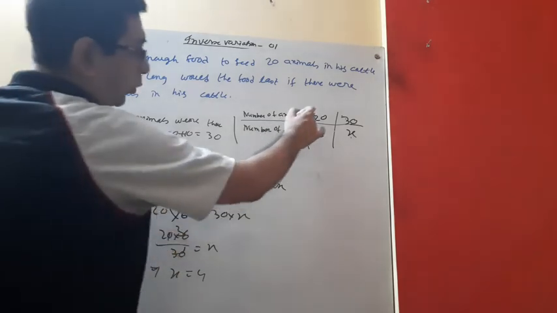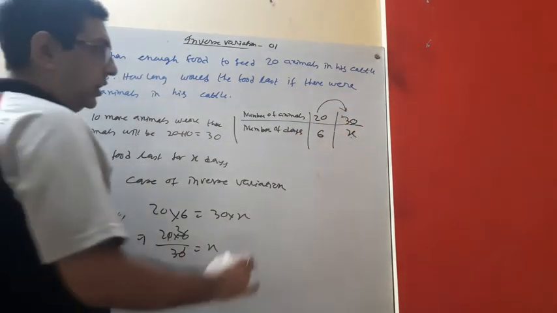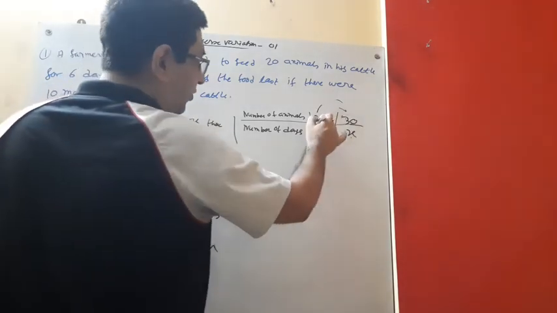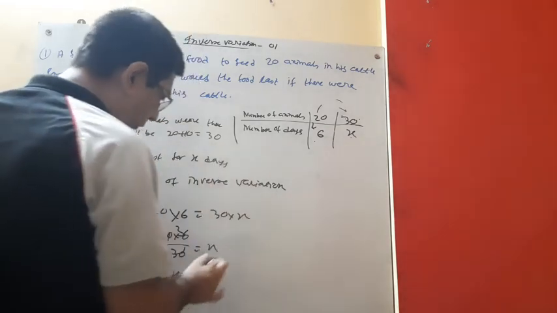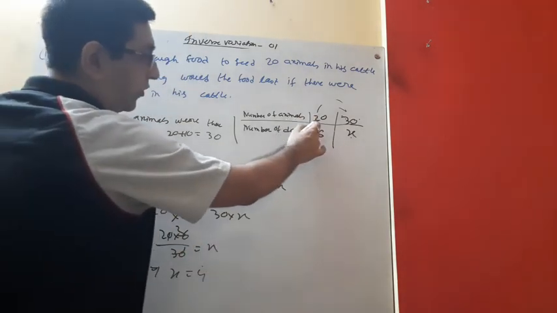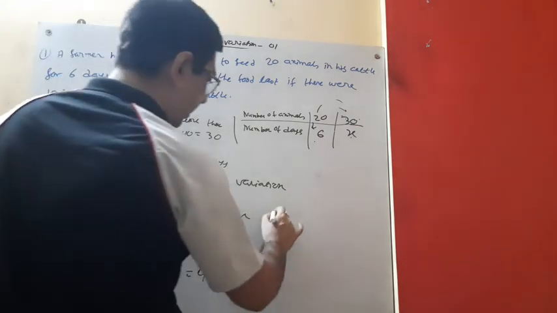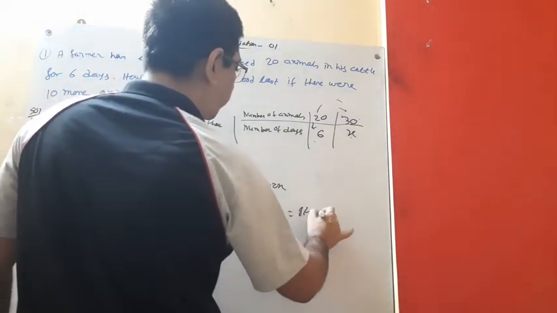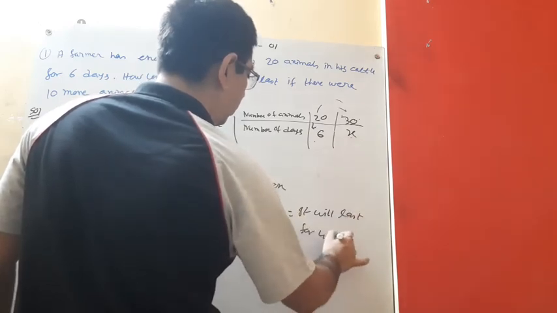Look, for 20 animals, provision for 6 days. Now for 30 animals, provision for 4 days. Number of animals increases, number of days decreases. The answer, it will last for 4 days.